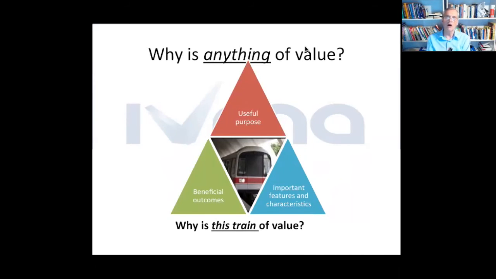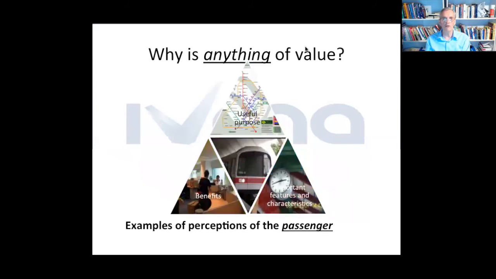Now, keeping in mind what I said about the multiple perceptions, we start off with the passenger. After all, the thing is being designed initially for the passengers. So let's start with them. And we'll say, what are the perceptions of value that we must take into account? Well, from the passenger's point of view, I suspect that most, if not all of them, would say that the purpose, the useful purpose, is it takes me from A to B. And if it doesn't do that, then this train has no value to me. That's a very important idea there.